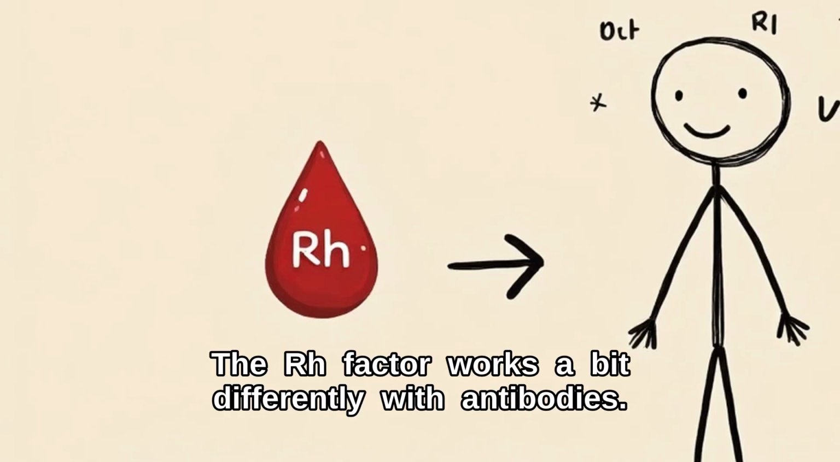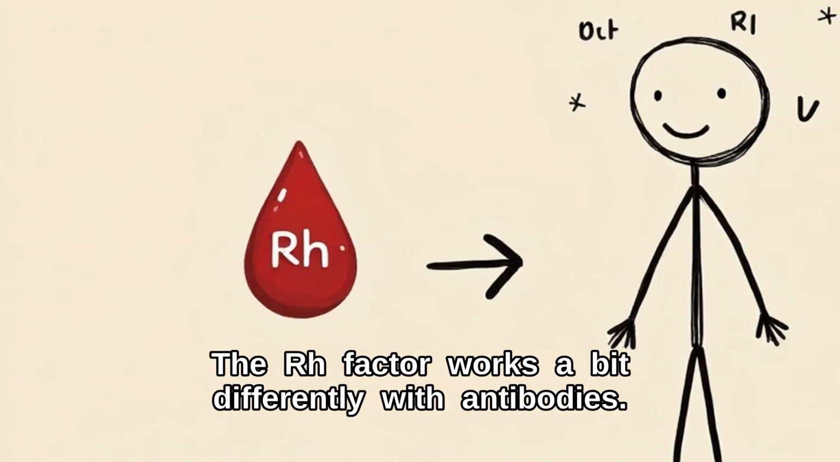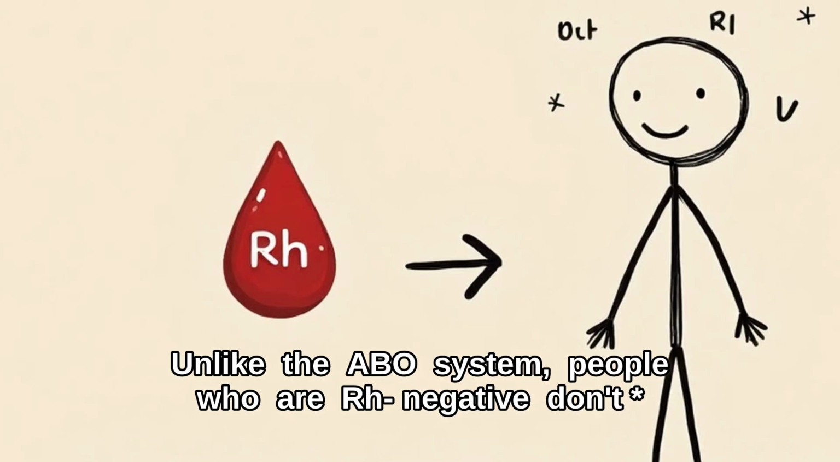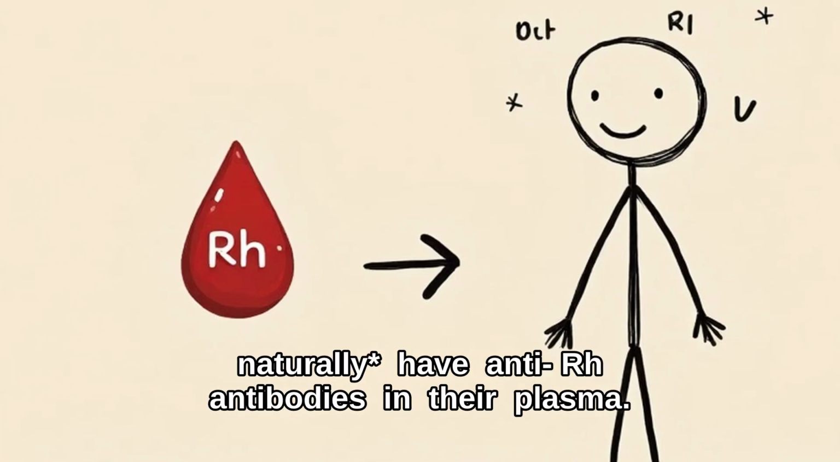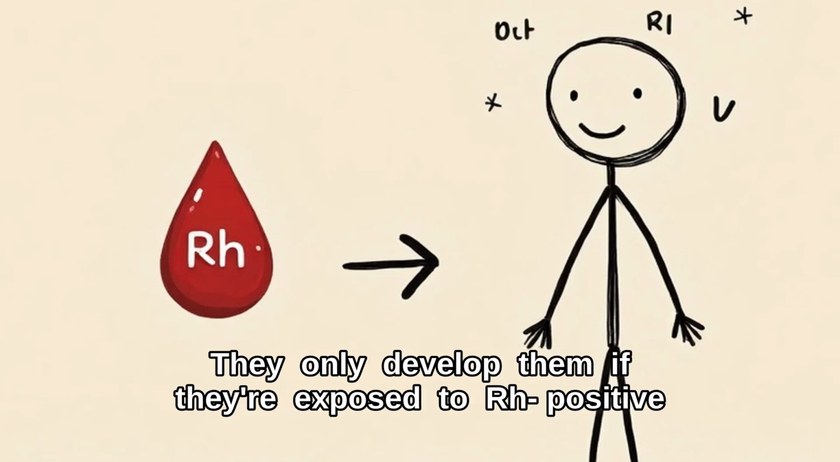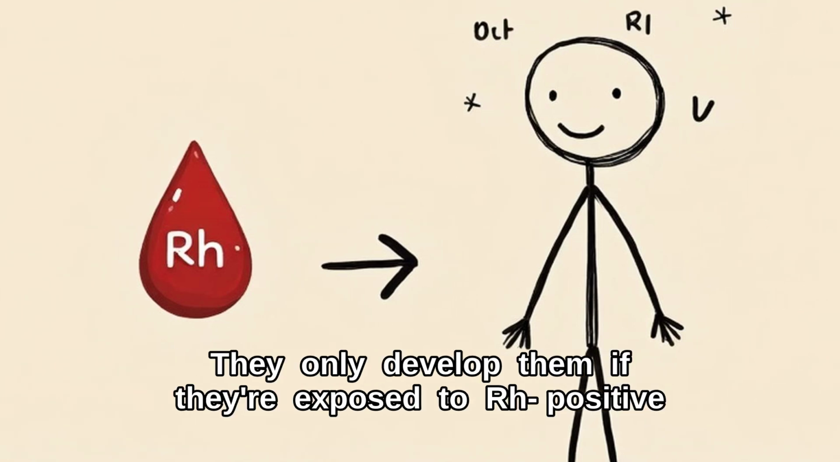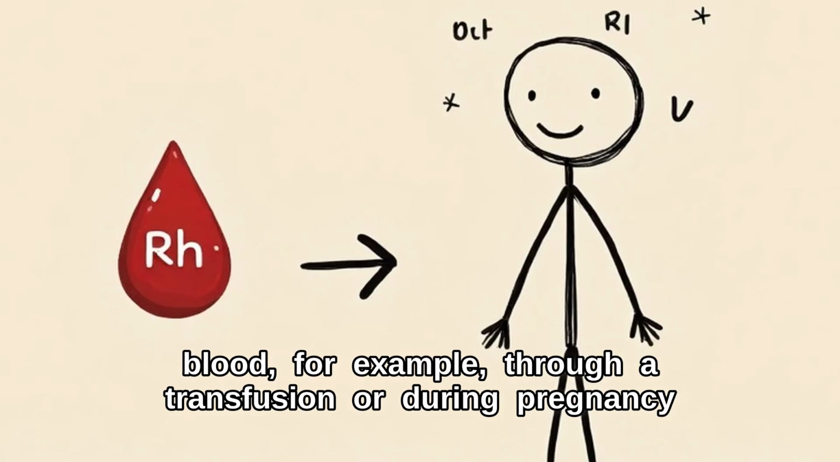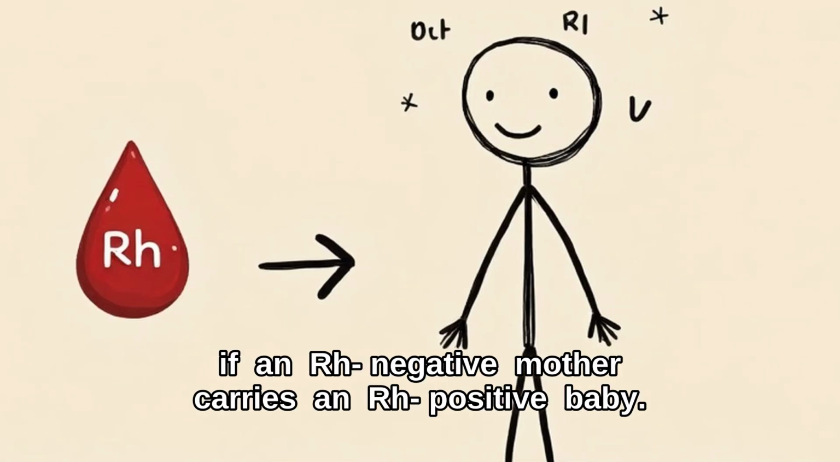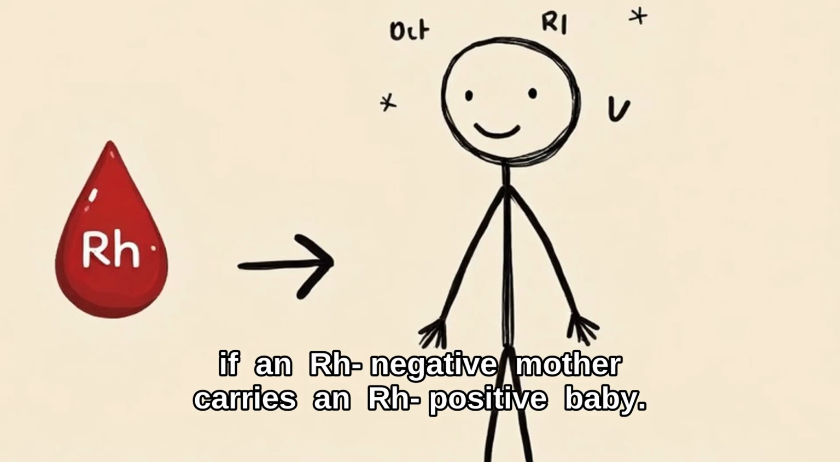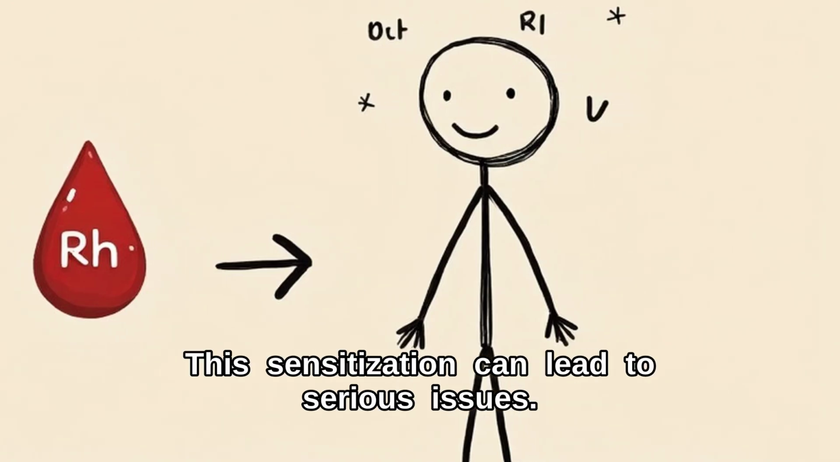The Rh factor works a bit differently with antibodies. Unlike the ABO system, people who are Rh-negative do not naturally have anti-Rh antibodies in their plasma. They only develop them if they are exposed to Rh-positive blood, for example, through a transfusion or during pregnancy if an Rh-negative mother carries an Rh-positive baby. This sensitization can lead to serious issues.